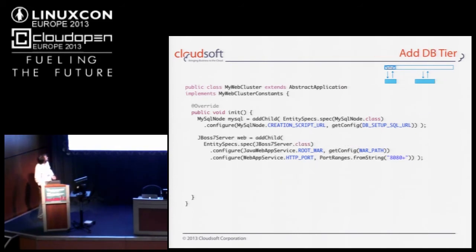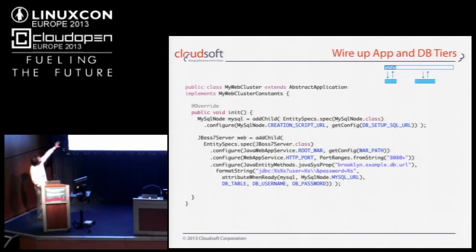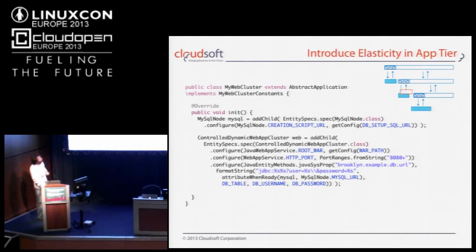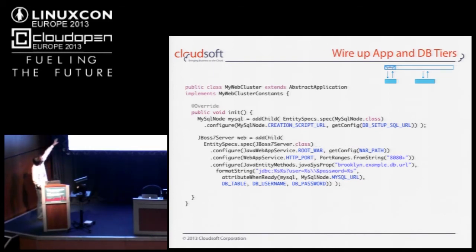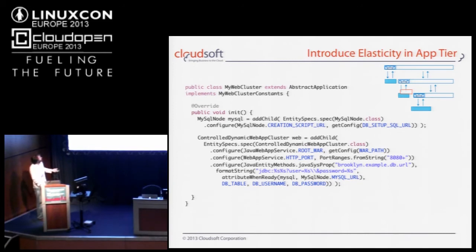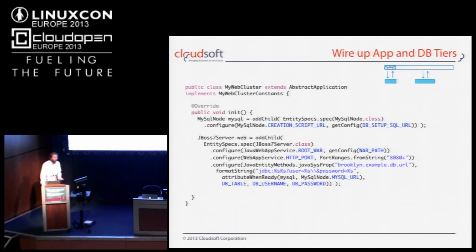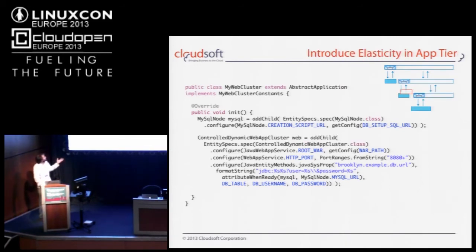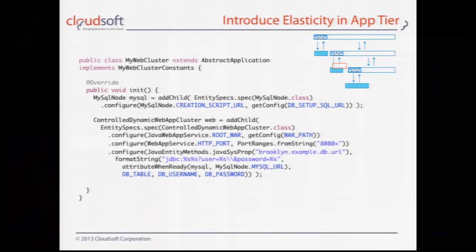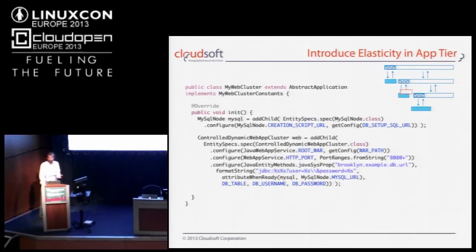Next, there's one small change in the code to go from having the 2 nodes, which have a connection, a dependency injection, to having an entire cluster at the right. And if you look where we said JBoss 7, we've now asked for a controlled cluster. It's actually the controlled dynamic web app cluster. And each of those tells us something about what it's doing. Controlled means it gives us the load balancer. Dynamic means it allows us to resize it.